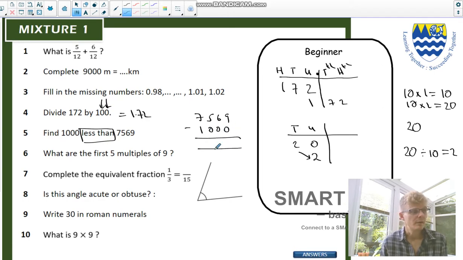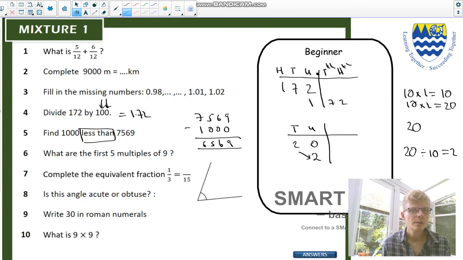Now we could have it as a column. Let's go through it. 9 take away 0 is still 9, 6 take away 0 is still 6, 5 take away 0 is still 5, and 7 take away 1 is 6. So we end up with 6,569. In general, if you take away 1,000, so everything else is a 0 here in the columns, from a number that's already in the thousands, you just need to take 1 away from the thousands column, and that moves the whole number down by 1,000.